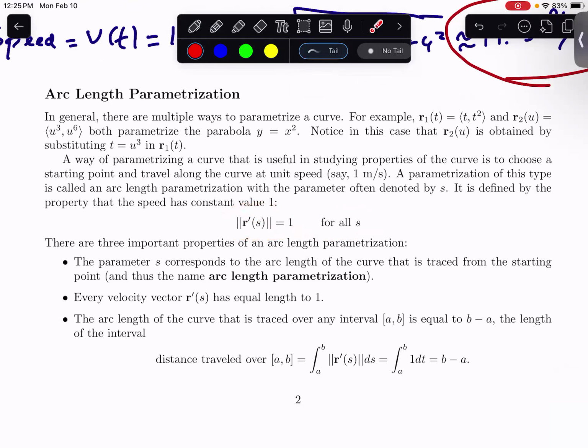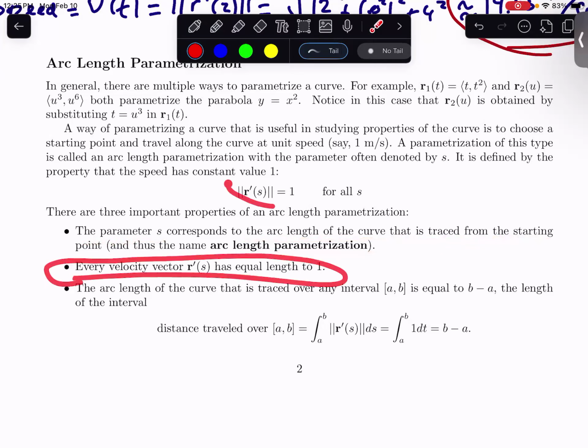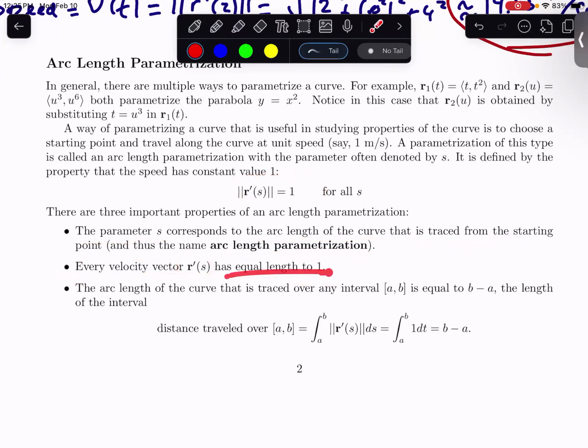But there are a couple of other important properties as well if we parameterize our curve using the arc length. First, the parameter s corresponds to the arc length of the curve traced from the starting point, and thus has the name arc length parameterization. The second is what I just had written here: every velocity vector, r prime of s, has length equal to 1. And the third is that the arc length of the curve traced over any interval from a to b ends up being equal to b minus a, the length of the interval.